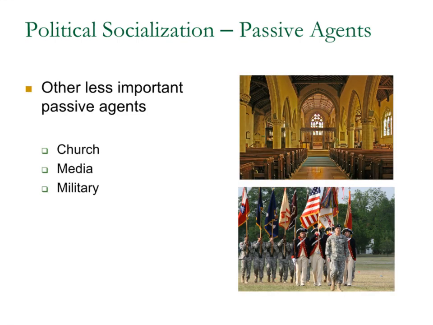Now, parents, schools, and peers are the three most powerful agents of socialization in a passive sense, but they're not the only ones. There are other agents of socialization that explicitly try to instill a set of norms and values and attitudes. And as you surround yourself by the prevailing political culture, it may shift from one institution to the next.